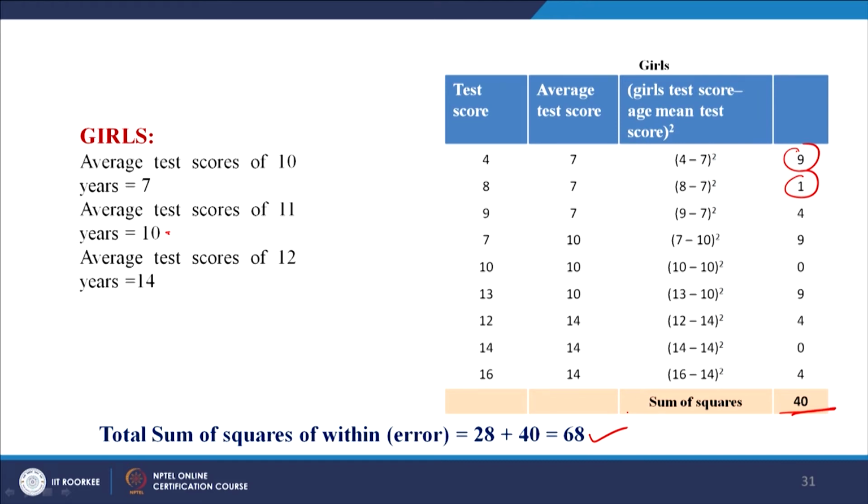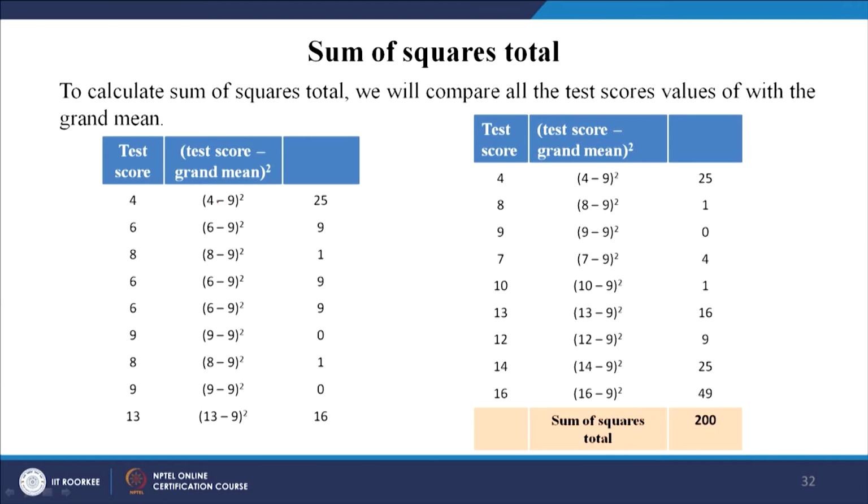Now, you have to do one more thing: calculate either the interaction or the total, right. Let us calculate the sum of squares total now. How do you do that? Simple: each observed value minus the grand mean, squared, right. Each observed value, 4 for example, minus the grand mean 9, squared. Take all the values of both the boys and the girls together. If you take the sum of squares of the total irrespective of boy or girl, it comes to 200, right. So, this is the total.